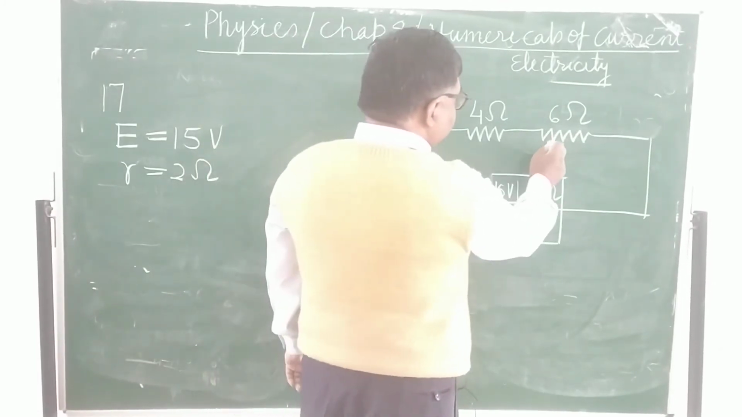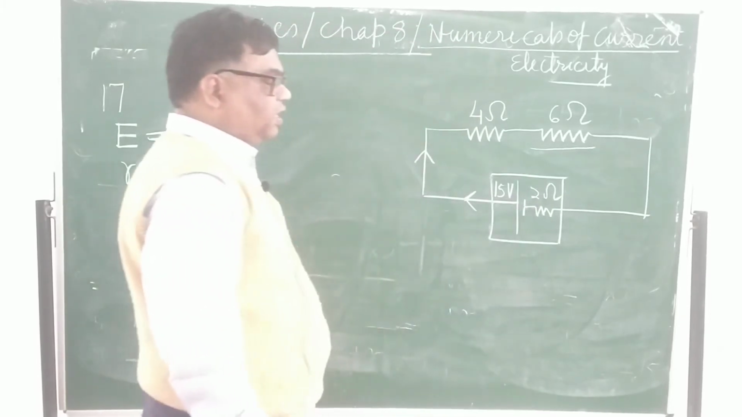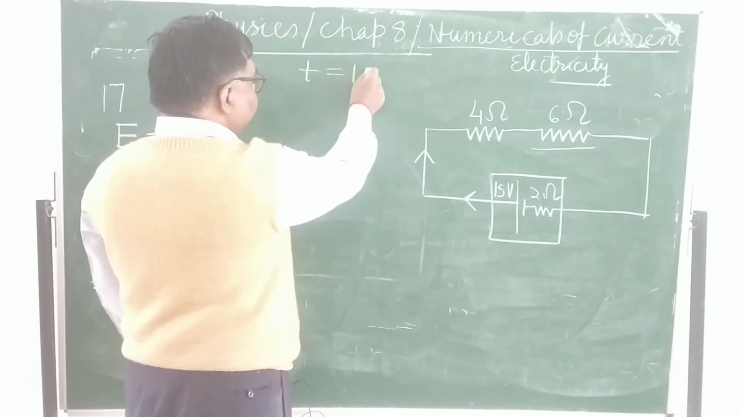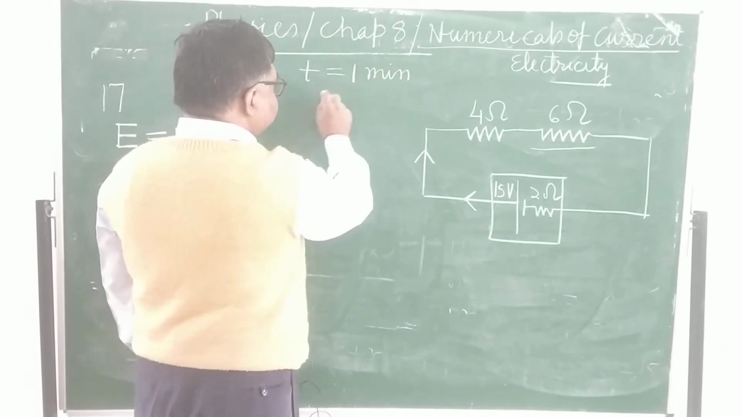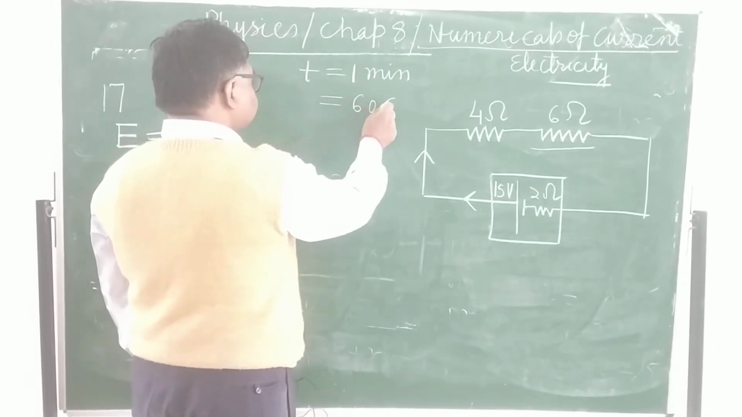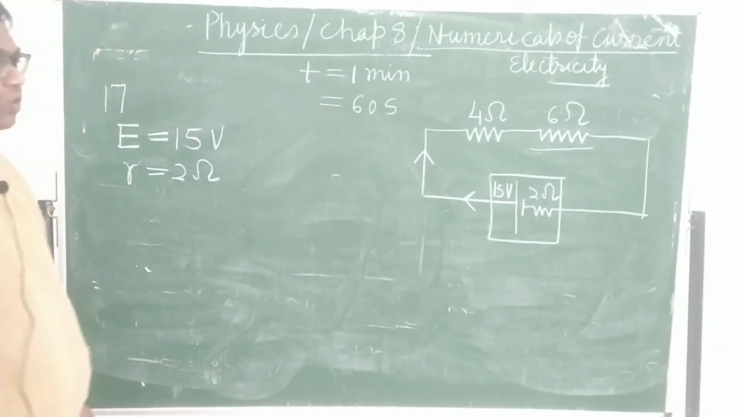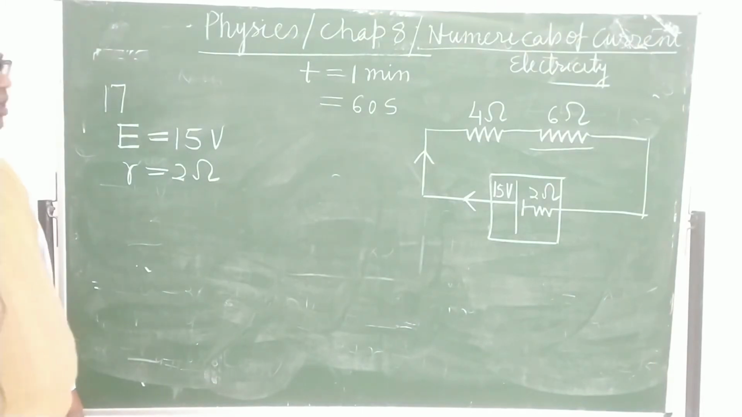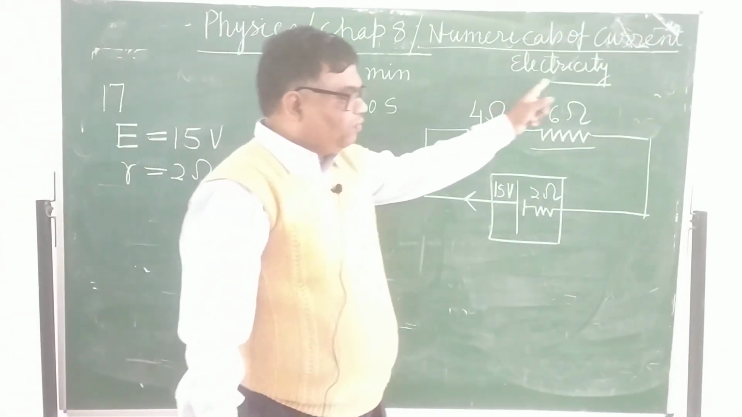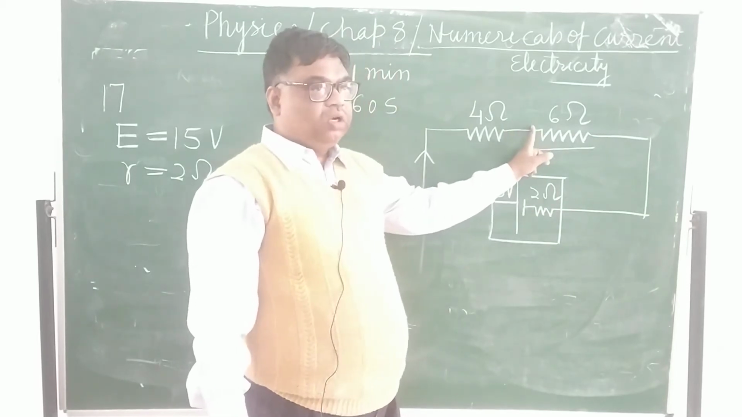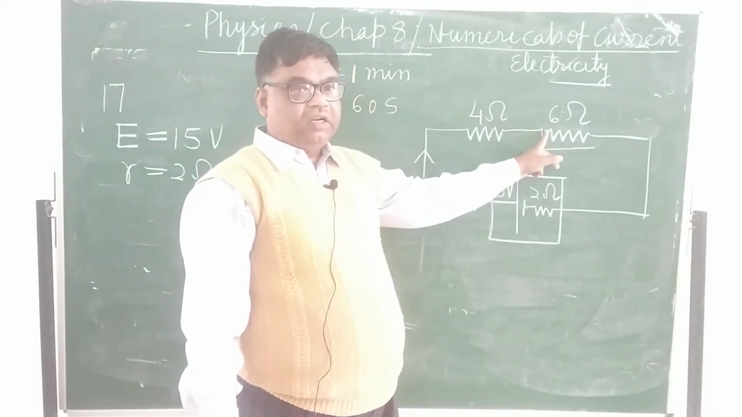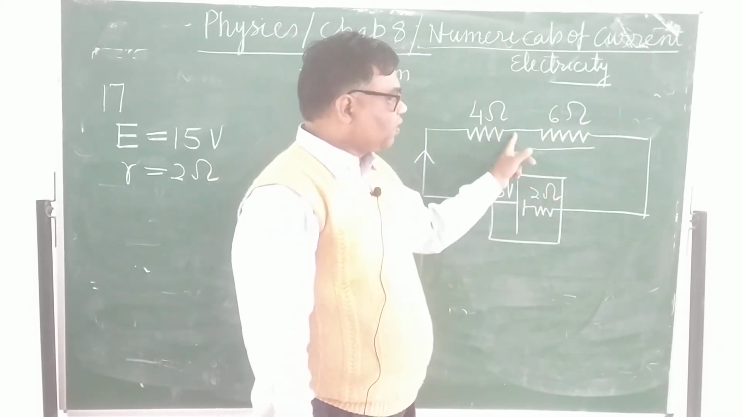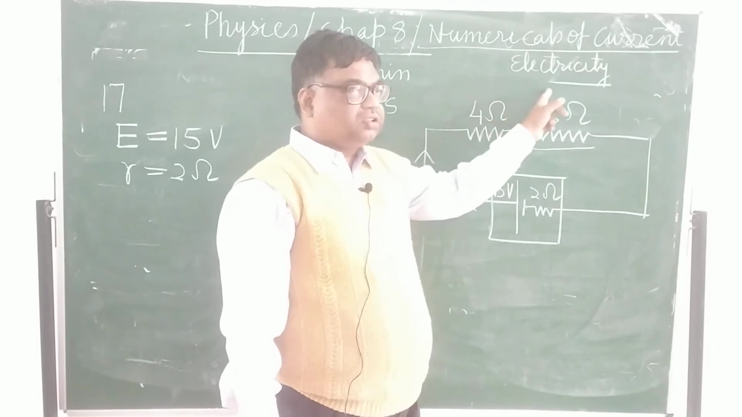So see here, first of all you determine the current. In 1 minute, you have to determine t equals 1 minute, equals how many seconds? 60. So what will you do? First of all you will determine the current drawn, because if the current is known then the same current will flow throughout. I is known, R is given, t is given. So by applying I square Rt you can find the energy consumed across the 6 ohm resistor.